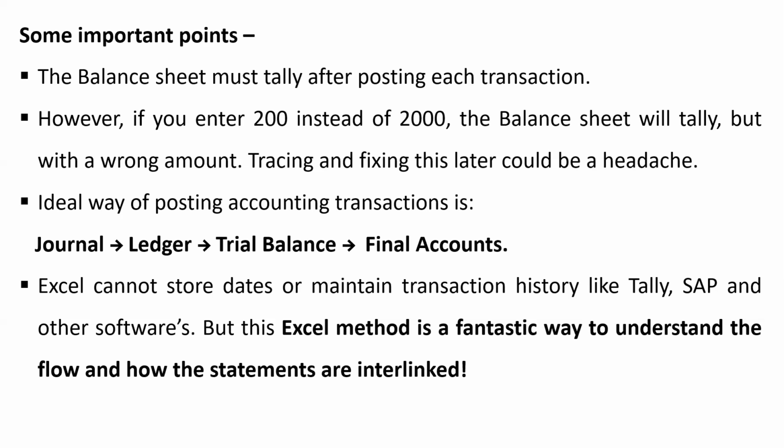Now, before we begin posting the transactions, keep in mind that after each transaction, the balance sheet must balance. That is the golden rule. However, here is a twist. If you enter 200 instead of 2000, the balance sheet might still balance, but your numbers will be way off. Trust me, spotting and fixing such errors later can be a real accounting treasure hunt, but without the treasure, of course.